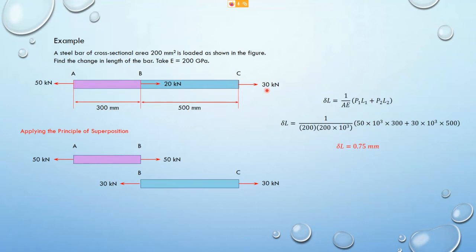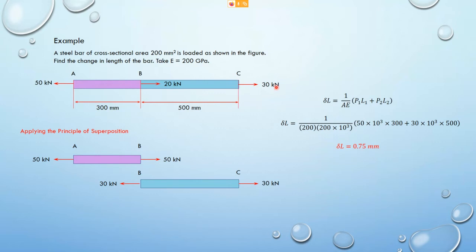So therefore, to solve this problem by using the normal method that we have used before is impossible. That is why we need to apply the principle of superposition. But before we apply the principle of superposition, the first thing you check: what are the forces acting towards the left? Left, you have this 50. Towards the right, you see the arrow pointing towards the right, you have the 20 and the 30.